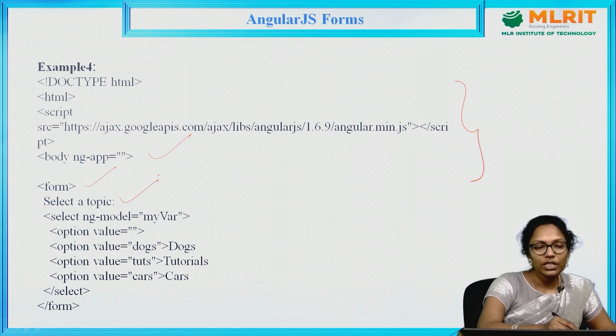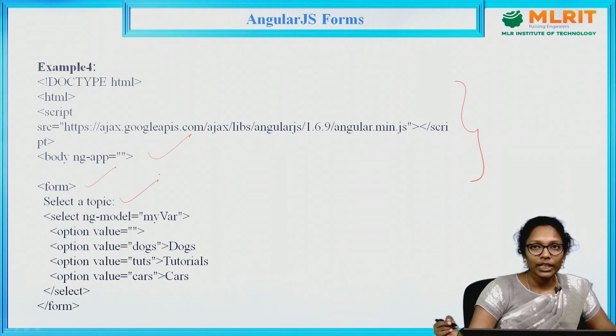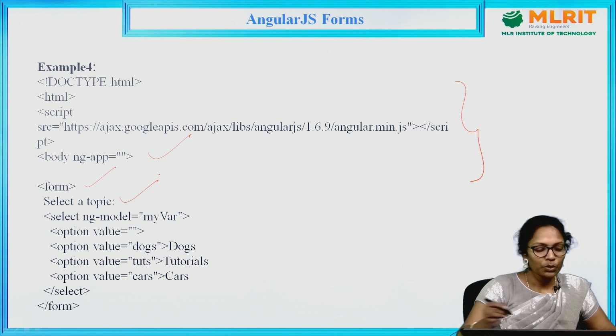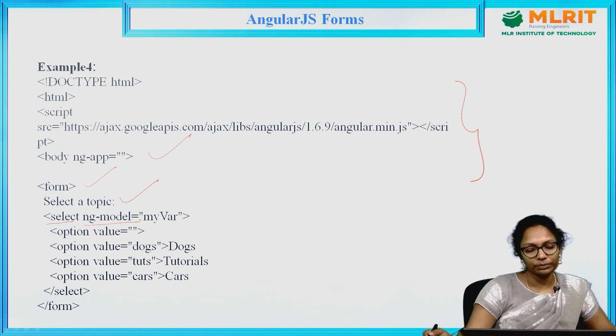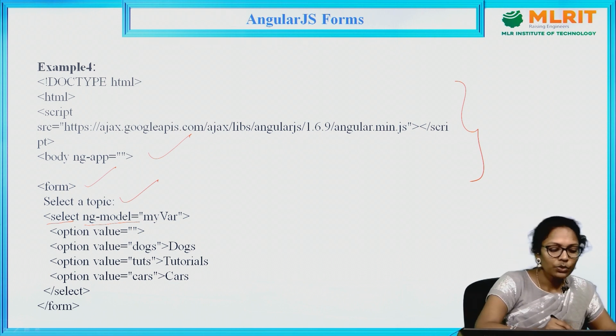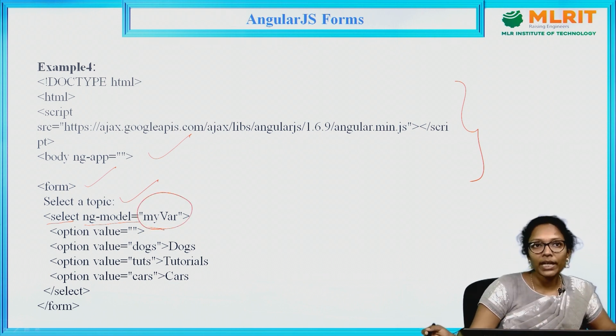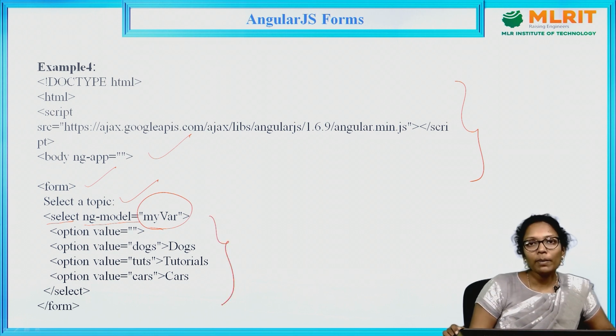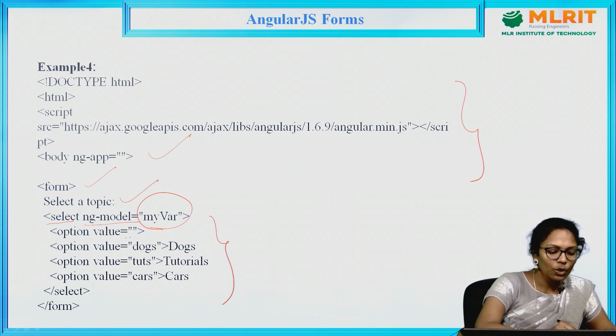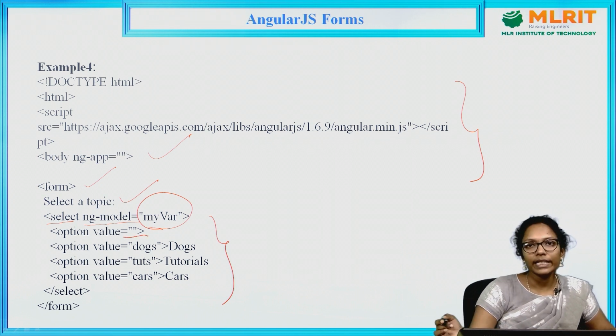Here I'm giving a message like "select a topic." Then I'm creating a drop down list using the select tag. For this select tag I'm giving ng-model, and I'm giving ng-model as myVar. Under this I need to add the options. So I am adding 4 options here. The first option is empty. So initially it is empty.